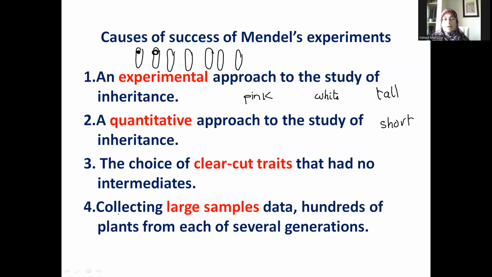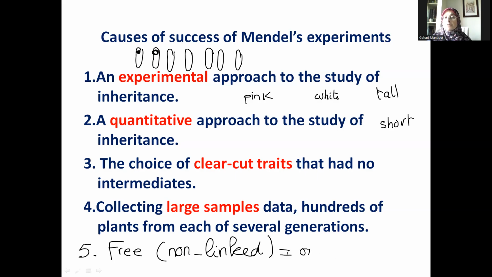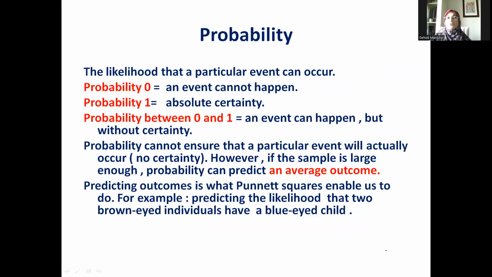So we can add that number 5, he studied non-linked genes, meaning that the characteristics or the traits he studied were controlled by genes that were free, non-linked, present on different chromosomes.